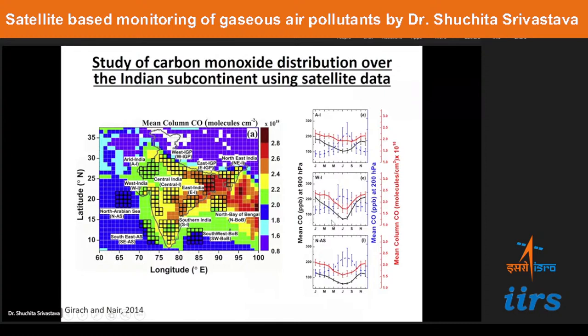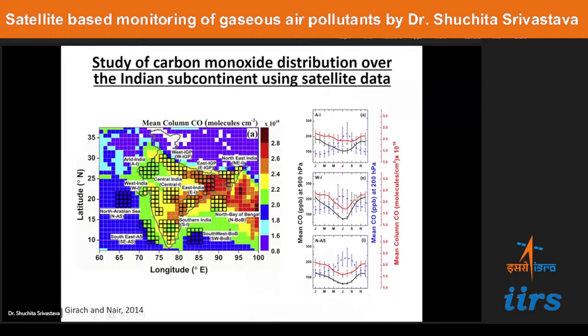Monthly variation of satellite data at 900 hectopascal for arid India, Western India, and Northern Arabian Sea is shown by the black curve at 900 hPa, and the blue curve shows the variation of CO at 200 hPa. Vertical profile is available from MOPITT. Remember, that is why we can get lower atmospheric and upper atmospheric values of CO. Also the mean column concentration of CO in molecule per centimeter square is shown by the red curve.